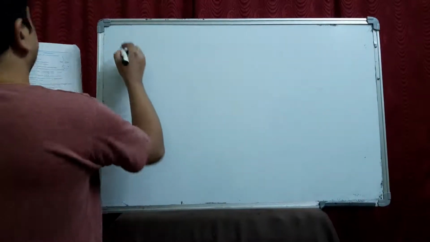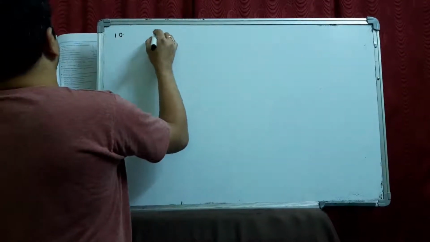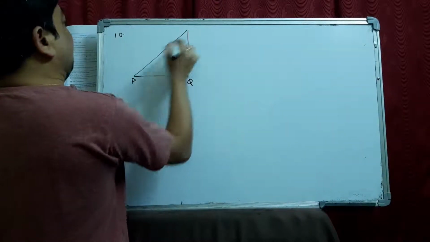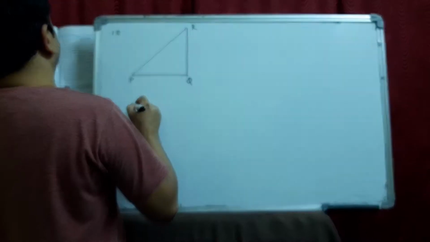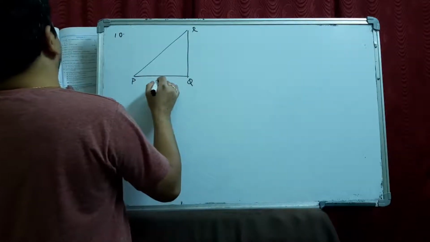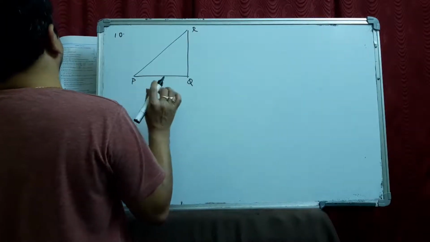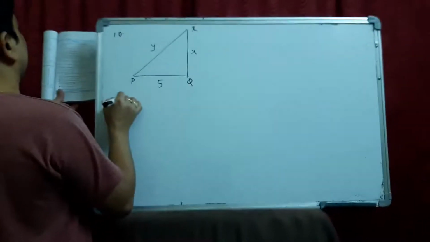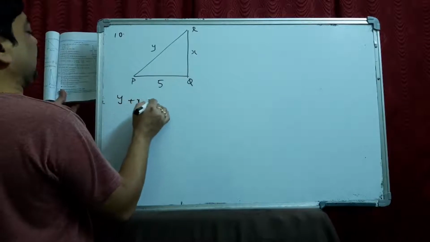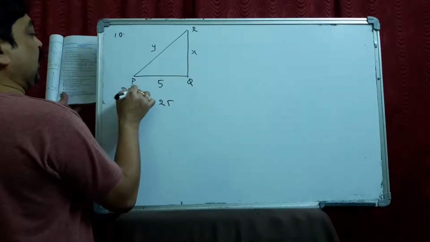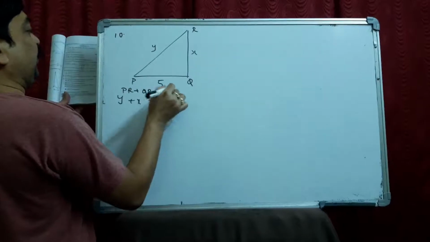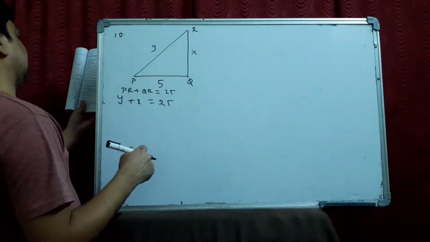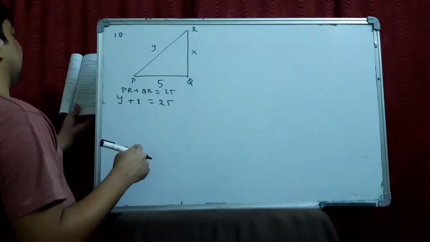See the 10th question. In a right angle triangle PQR, right angle at Q, PR plus QR is 25, PQ is equal to 5. This is given, and let us take this as X and this as Y. You are told that PR plus QR is 25. PR is Y, QR I have taken as X. Determine the values of sin P, cos P, tan P.